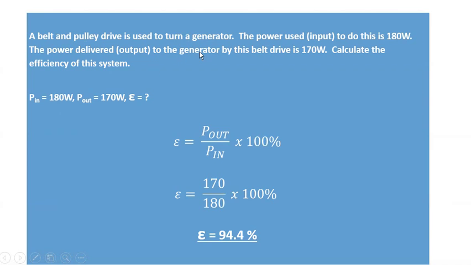Looking at efficiency, we've got the drive system to turn a generator. The input is 180 watts, but the power delivered to the generator by the belt is 170 watts. So we're losing 10 watts. So what's the efficiency? Well, the efficiency is the power out divided by the power in times 100%. So 170 out divided by 180 in times 100 gives me 94.4% efficiency.